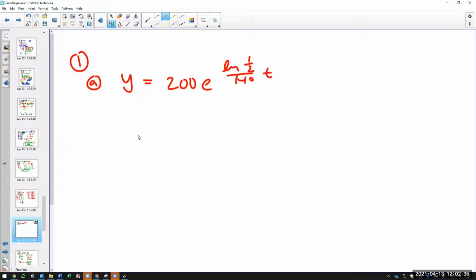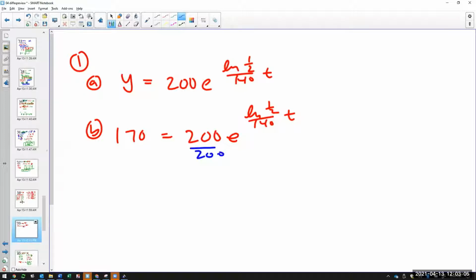And part B says, when will the mass reach 170? So what you're going to do is put your y in for 170, and for y, this would be e to the ln(1/2) divided by 140 t. Okay, so we want to bring this t down to the ground. You agree with that? Trying to solve for your time. But before you do that, what do you need to get rid of? The 200. That's what students don't see. You need to get rid of the 200 first. And so to get rid of the 200, do you agree you're going to divide by 200 on both sides? So what you get is 17 over 20 is equal to e^(ln(1/2)/140 t).